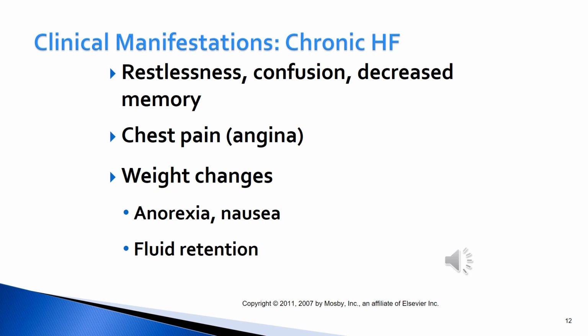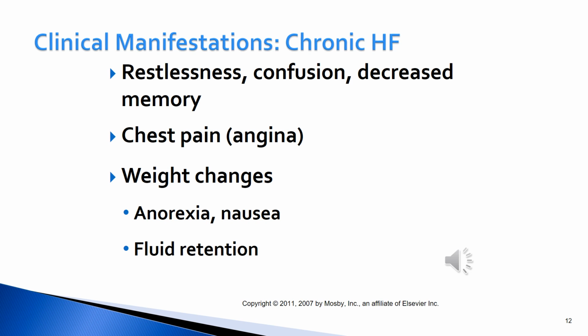And then the last slide that we're going to talk about on clinical manifestations of chronic heart failure is just a continuum of the previous slides. So the patient could potentially have restlessness, confusion, decreased memory. Again, if you're thinking about the work of the heart or the lack of the function of the pump, not able to properly perfuse the most important vital organ of the brain, they can have increased confusion and decreased memory, just related to lack of proper perfusion and circulation.